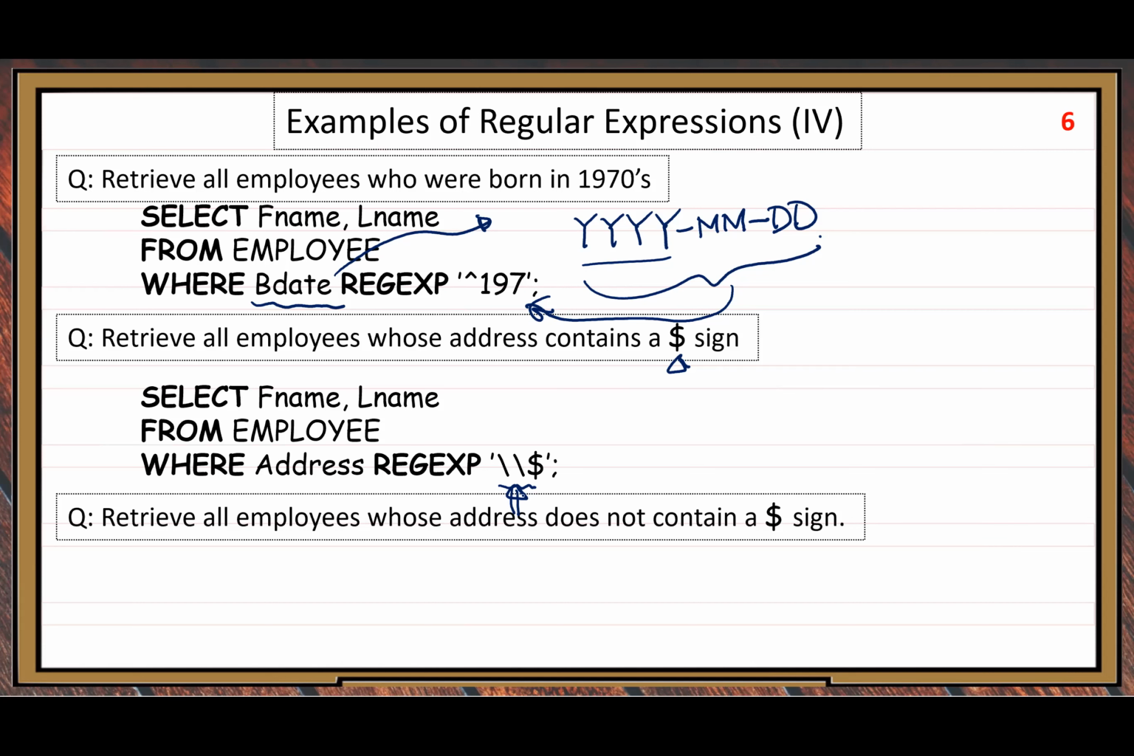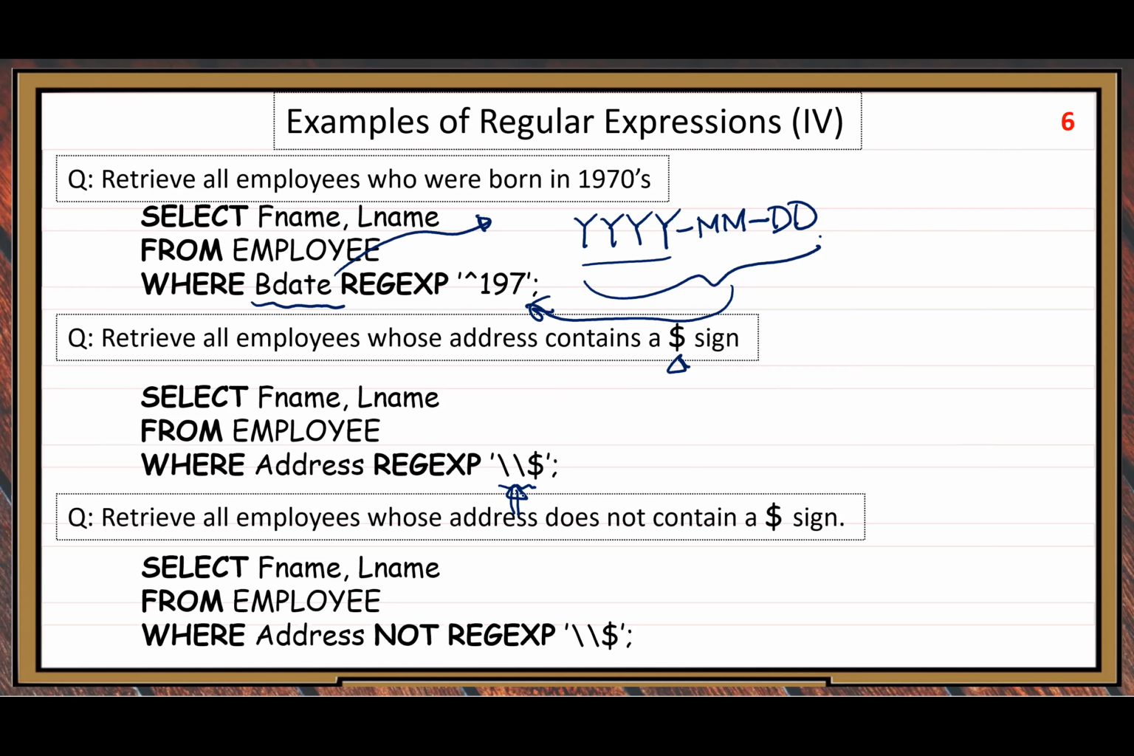Retrieve all employees whose address does not contain a $ sign. All right. Not. This time not. Yeah. Does not. The previous one, it contains. This one not contain. All right. Look at this operator. Not. We'll put this NOT keyword. NOT REGEXP, then matching the pattern. Matching pattern, we just negate it. Okay, not contain. So you make that contain first, then you negate it. So not contain. Yeah. So that's another convenient way.